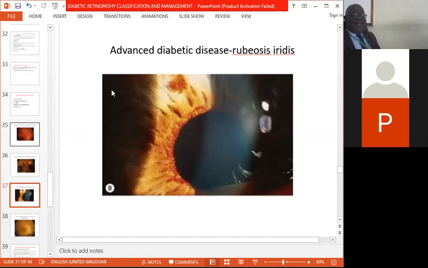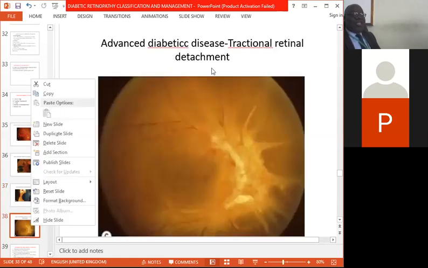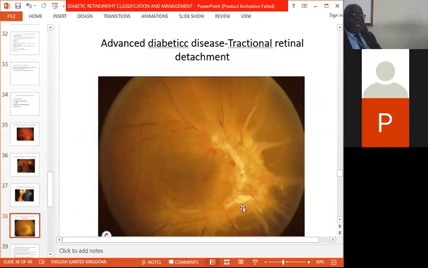This is advanced diabetic disease, tractional retinal detachment. This has been there for a long time. There are no new vessels, but you can see fibrous tissue remaining and pulling the retina. This white stuff is fibrous tissue. So in such cases, the new vessels have gone, but this remains. The fibrous tissue can lead to tractional retinal detachment. Pulling of the fibrous tissue pulls the retina off, then you have retinal detachment.